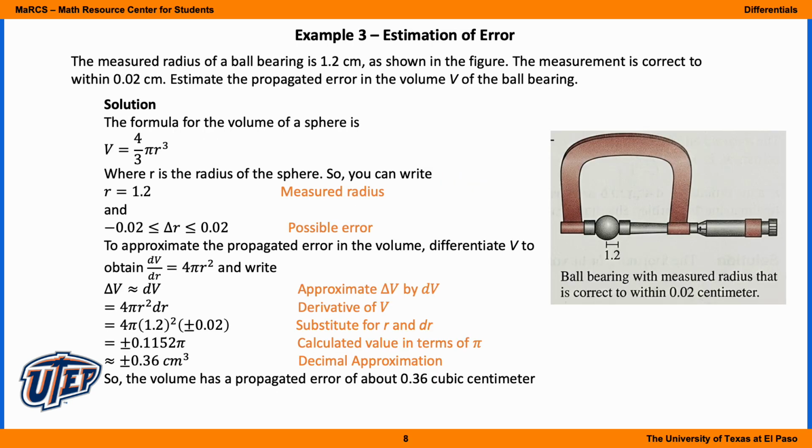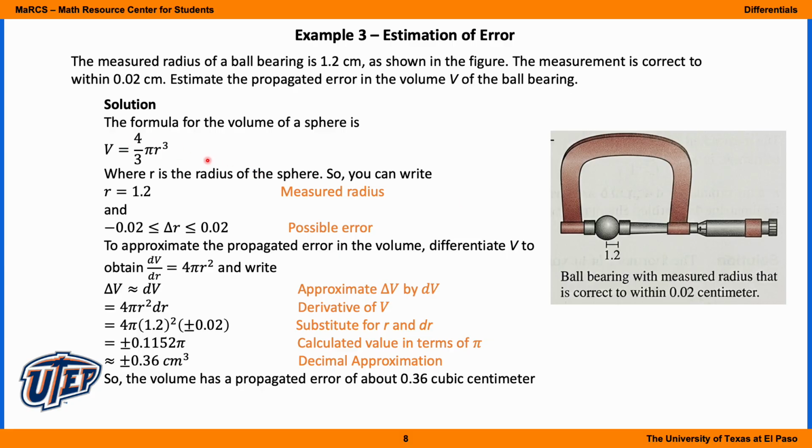So in this example, we are given that the measured radius of a ball bearing is 1.2 centimeters, as shown in the figure to the right here. The measurement is correct to within 0.02 centimeters. So we are told to estimate the propagated error in the volume of the ball bearing.